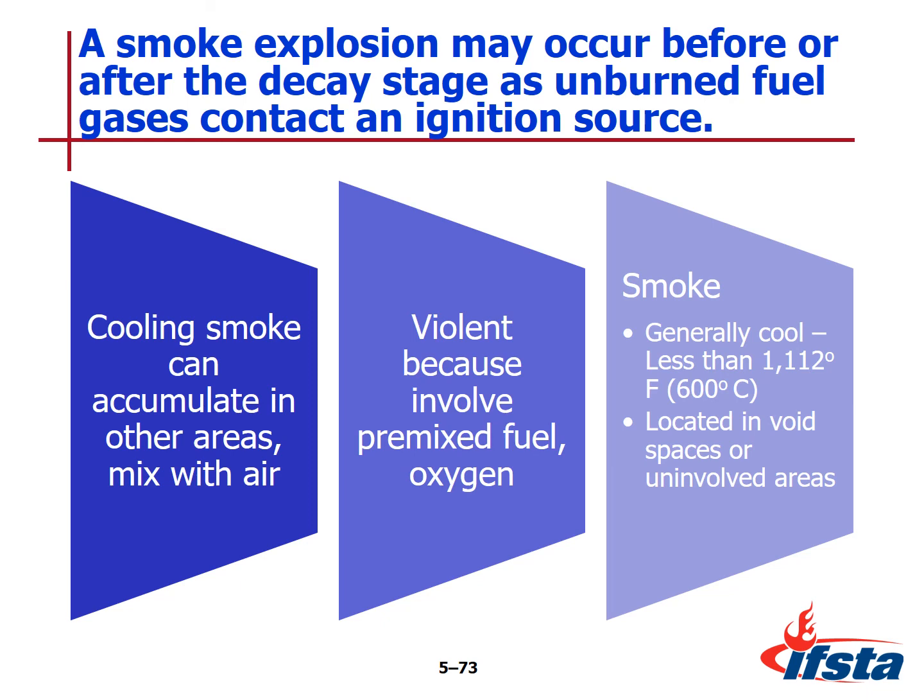Here it talks a little bit more about the smoke explosion. The cooling of smoke can accumulate in other areas. So you've got that smoke-is-fuel idea. It gets into little compartment areas. It's its own fuel. It mixes with nice cool air, so it's pre-mixed. It's got its oxygen. So when the heat gets to it, that's why it's kind of violent.